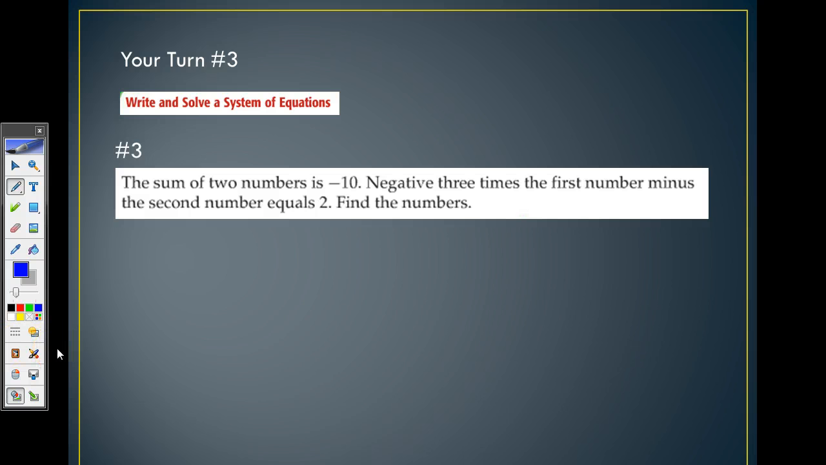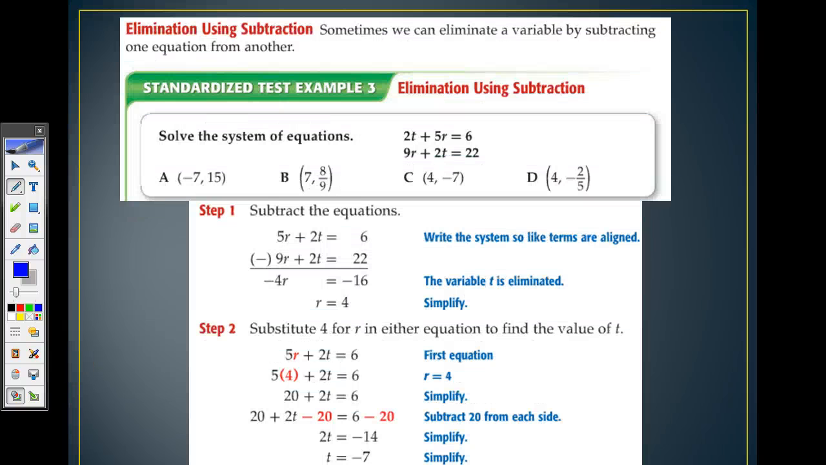Alright, so this is where it's your turn. Number 3, write and solve a system of equations, just like the previous word problem we just did. So write those two equations out and solve for x and y. Okay, elimination using subtraction.